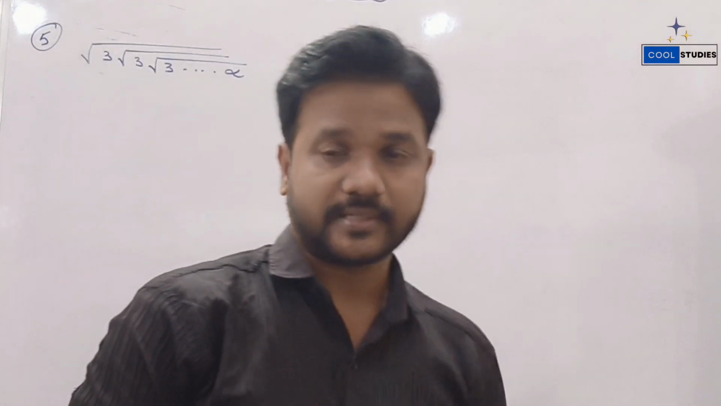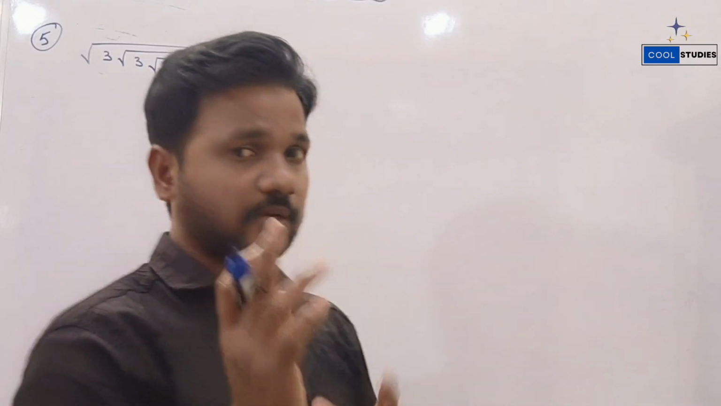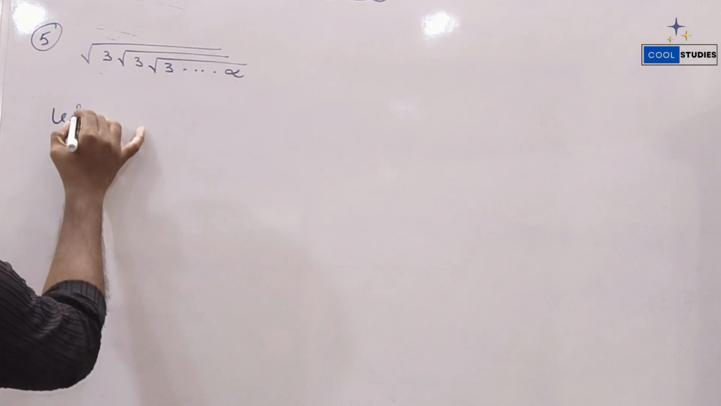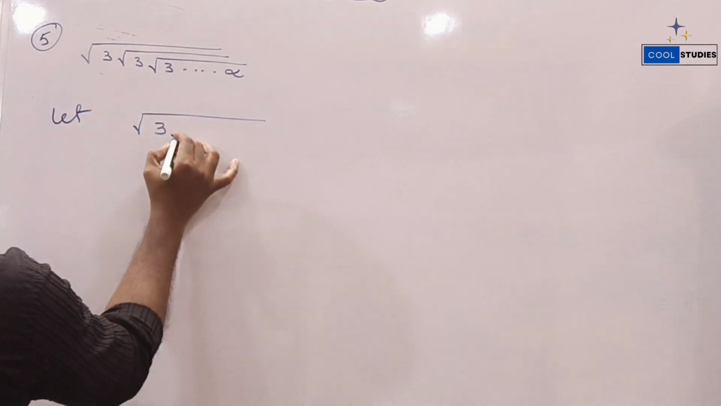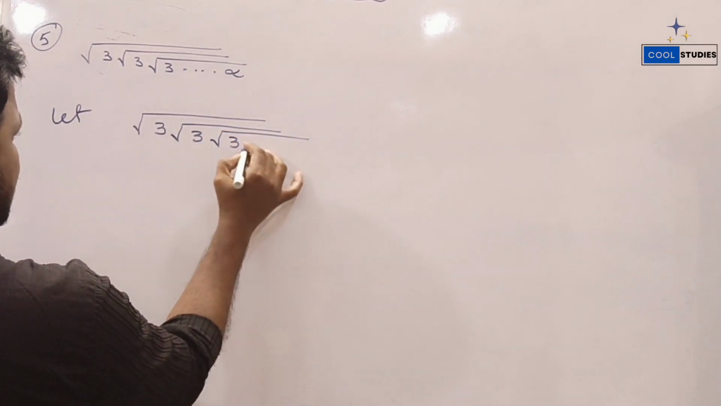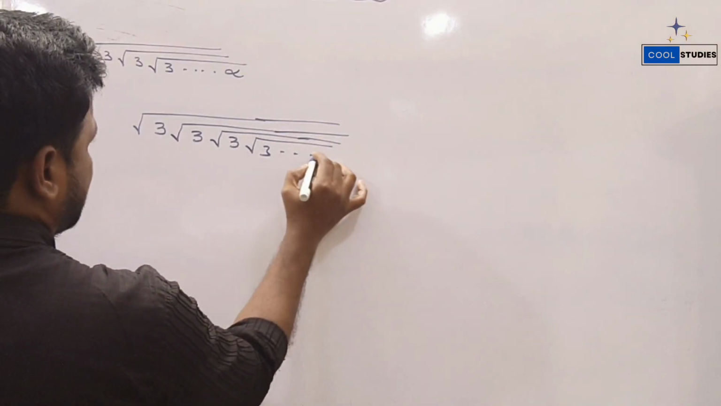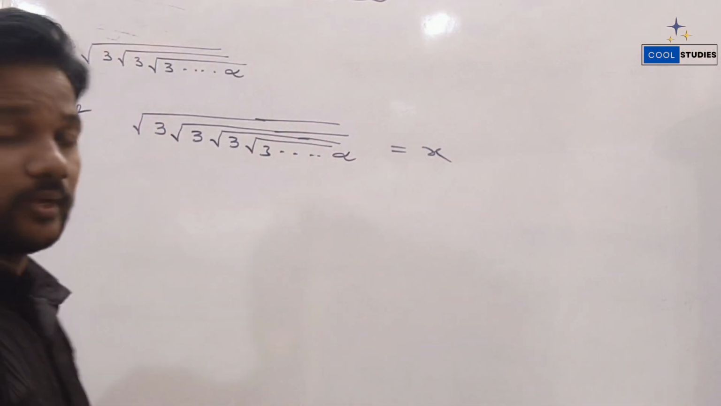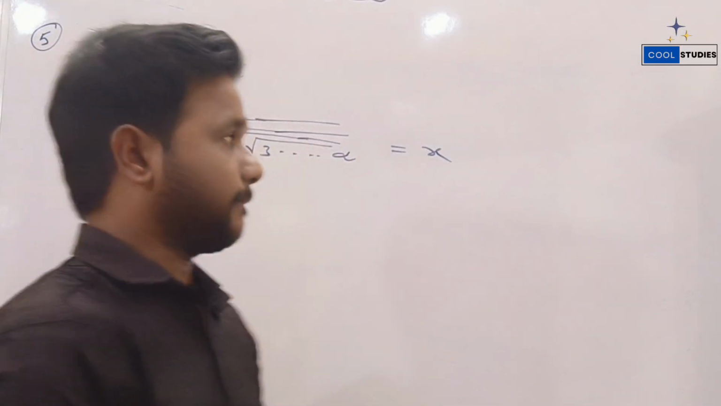There are two methods here. One is the procedure, one is the shortcut. First we discuss the procedure. Let's suppose we consider the given value as x. So what is given here? Root 3 over, again root 3 over, and so on. How many terms are there here? Infinite terms are there. So let us consider the total value as x.